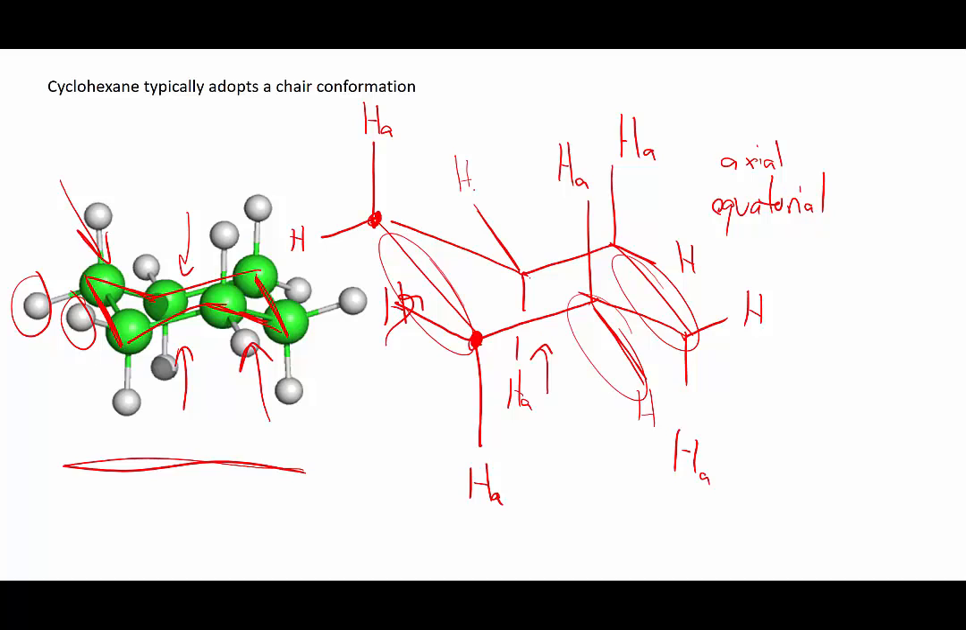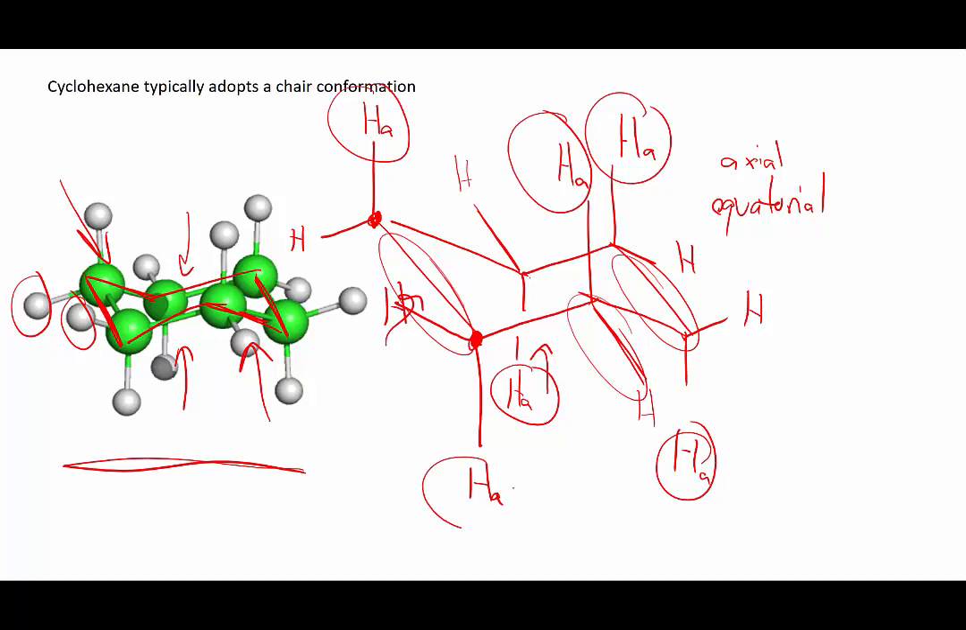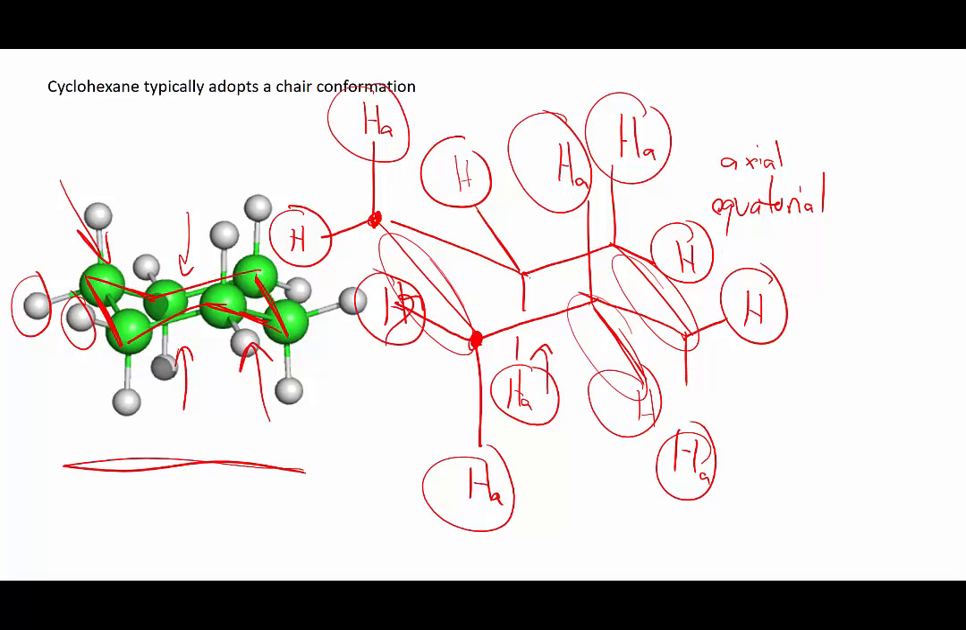So what you should notice if we look at the axial hydrogens is they alternate up and down. Up, down, up, down, up, down. The same thing occurs for the equatorial hydrogens. Up, down, up, down, up, down. If they're not alternating, then you've drawn it incorrectly.